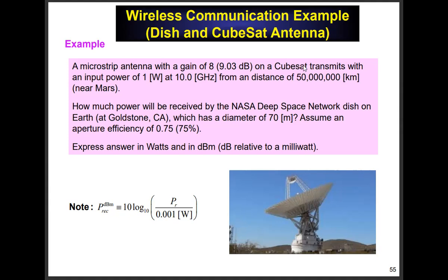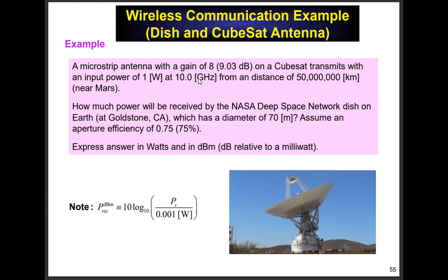I showed you a CubeSat before that has a dipole or monopole on it. It's also very common to put microstrip antennas on CubeSats, so I'm going to use a microstrip antenna on the CubeSat. I'm going to say the microstrip antenna has a gain of 8 in the direction of maximum radiation, perpendicular to the surface it's on. A gain of 8 means 9.03 dB. In other words, 10 log 10 of 8 is 9.03. We'll use the number 8, but I gave you this in dB anyway.